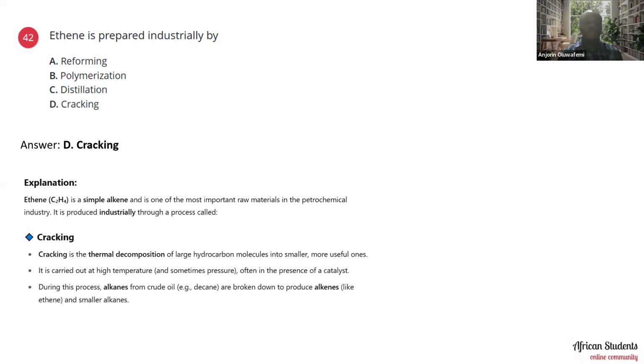And cracking is just the thermal decomposition of large hydrocarbon molecules into smaller, more useful ones. It is carried out at high temperature and sometimes pressure, often in the presence of a catalyst. So during this process, alkanes from crude oil, e.g. decane, are broken down to produce alkenes like ethene and smaller alkanes. So let's take note of that.